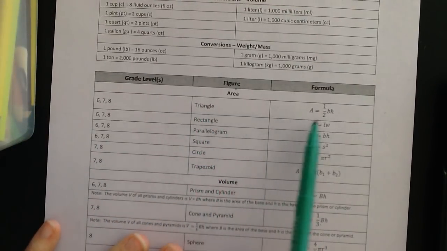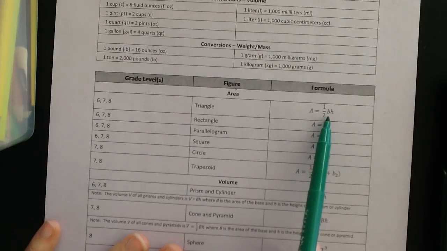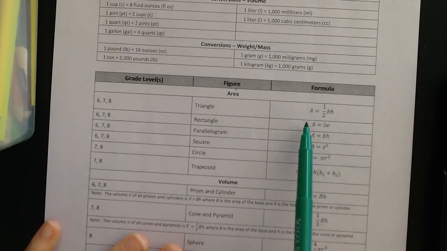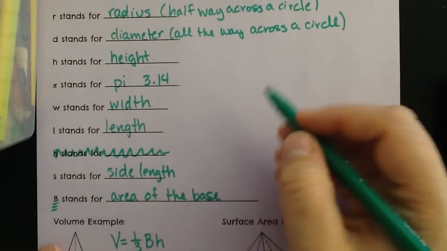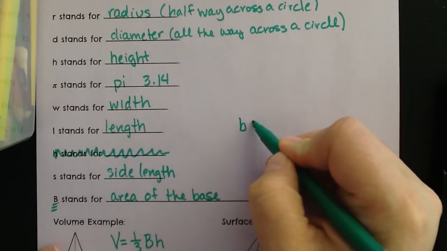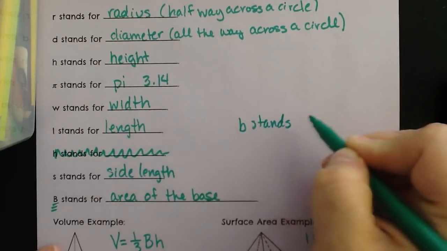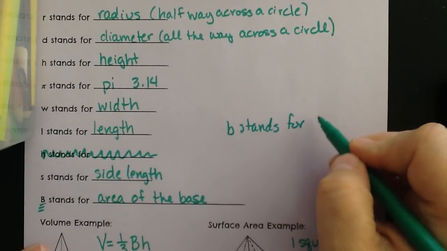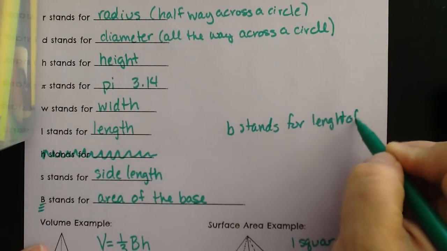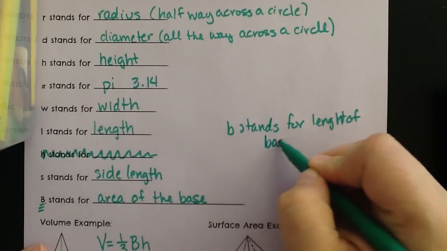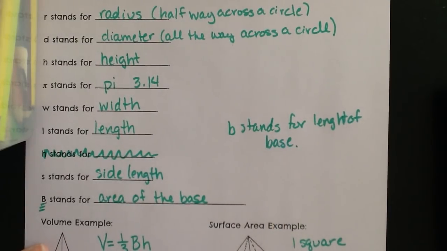Okay, triangle is 1/2 BH. Now this B is a different, okay, it's a little b, it's the base. We didn't talk about that, so let's go ahead and write that up there real quick. The little b stands for length of base.